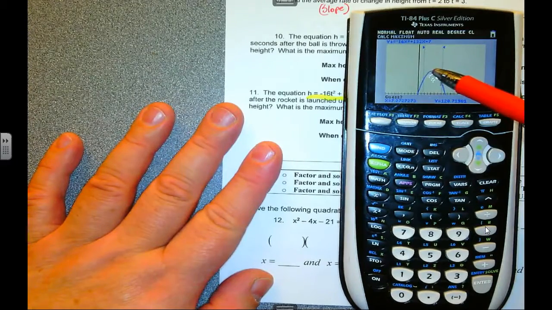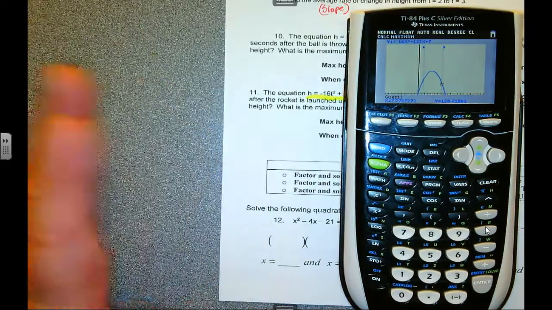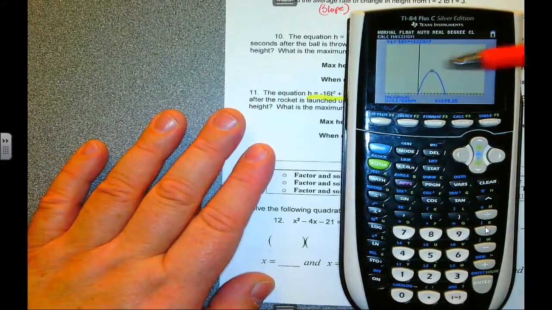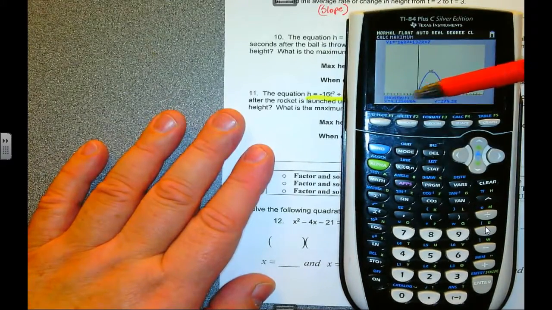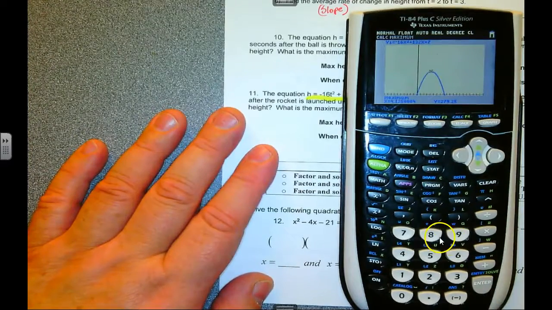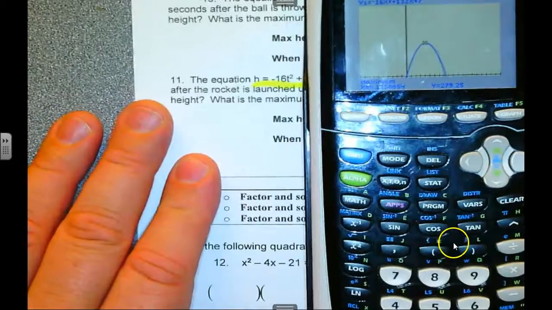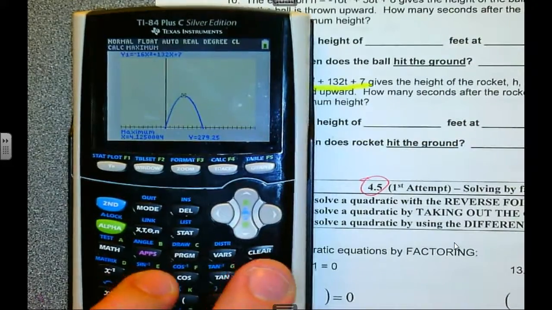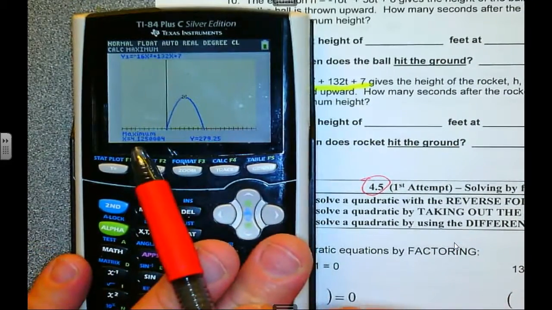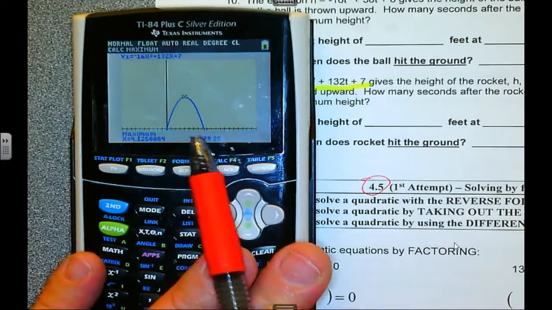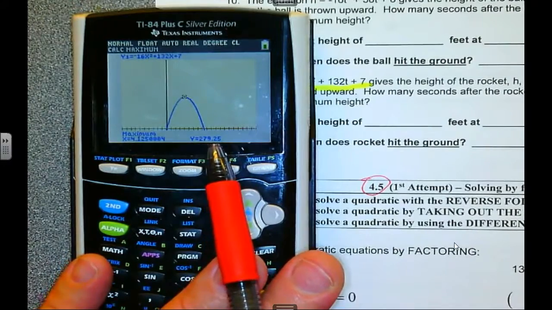Then it's asking you want me to estimate where that point is because it's trying to estimate the pixels. Hit enter again. And my vertex is at 4.13, 279.25. Got it? It's right here. Your x value is 4.13 and your y value is 279.25.